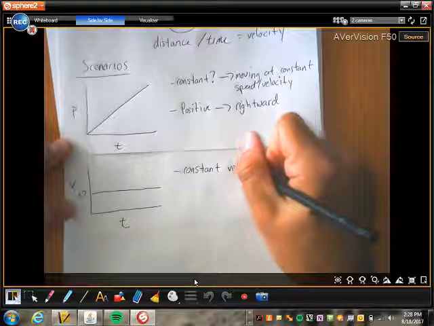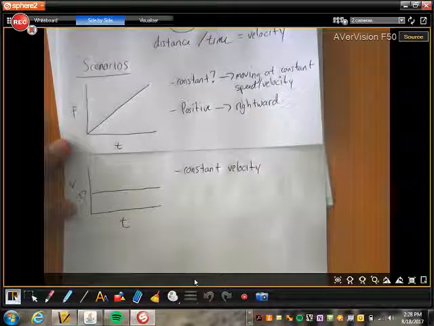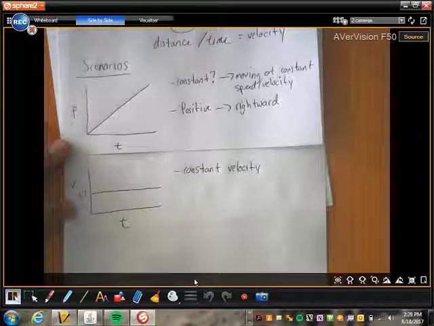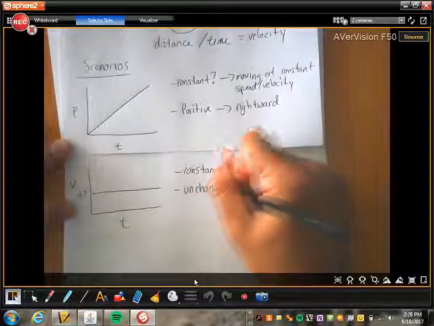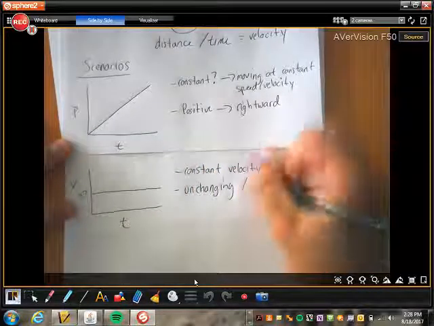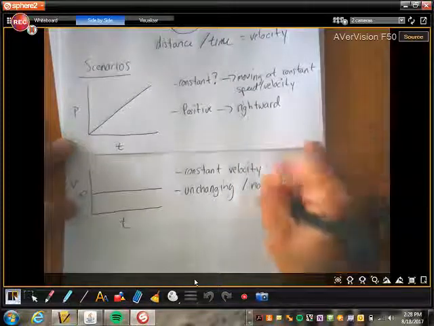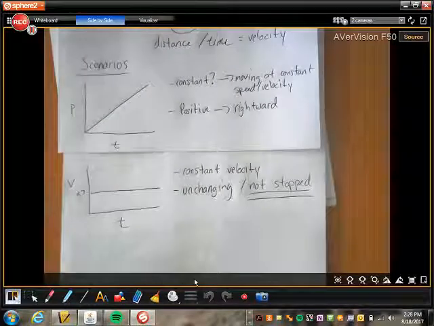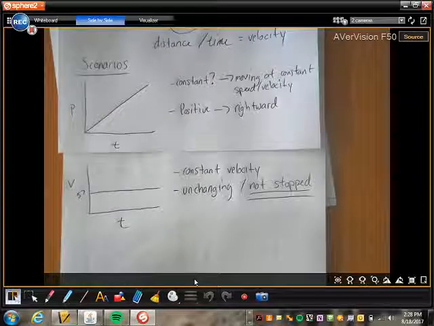Yep, feel free to go to the back side of your notebooks if you have to. This is a constant velocity, unchanging. Okay, really, really important here. You're going to try and tell me this later. This is not stopped or not stationary. This thing is moving at, I don't know, 5 meters per second. We're not using units yet.